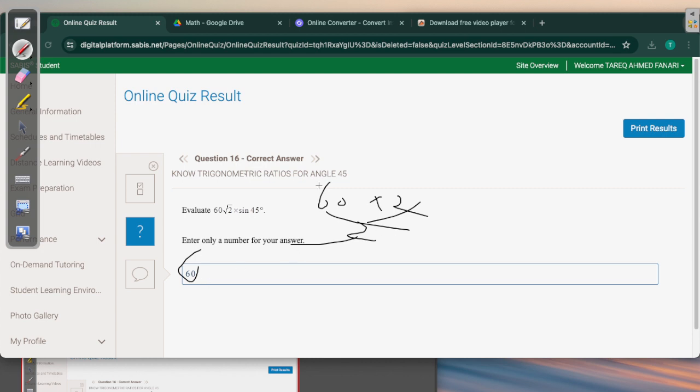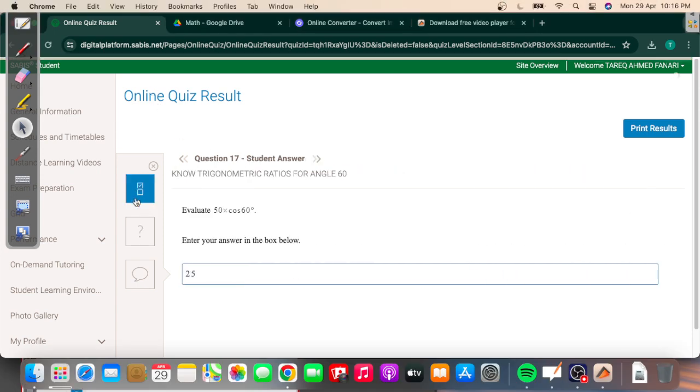I'm back. So this one, the 2 and 2 cancel out, so your answer is just 16. And that's for question 16. Question 17 is a similar question, except it's cosine 16.